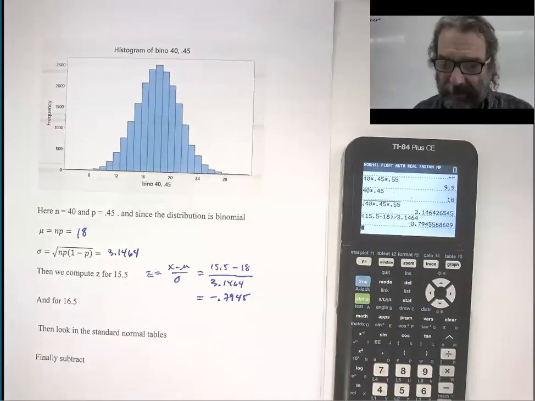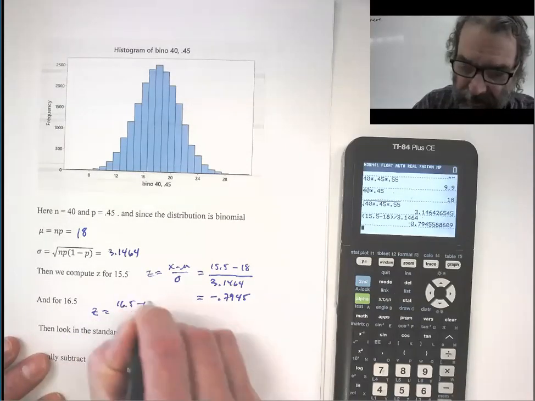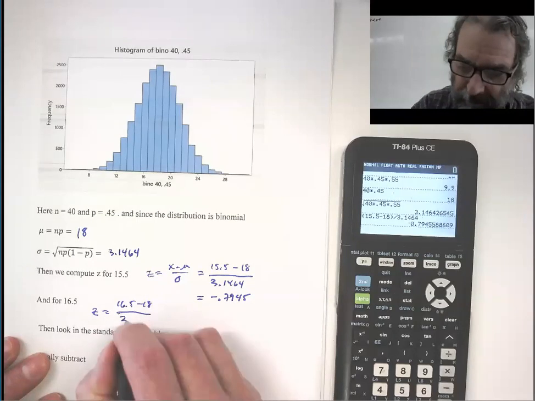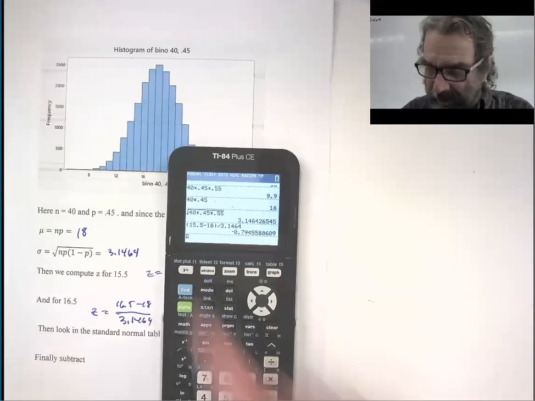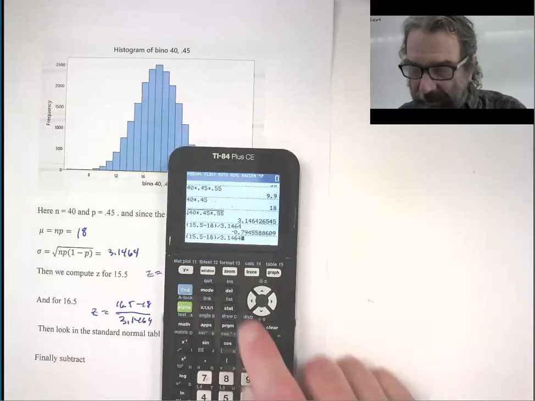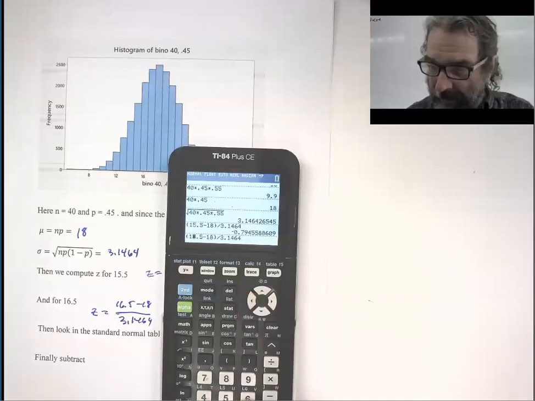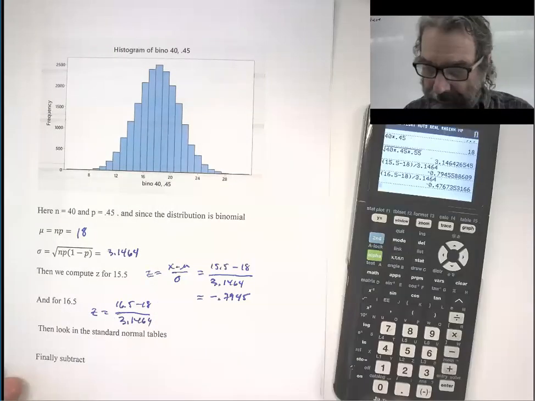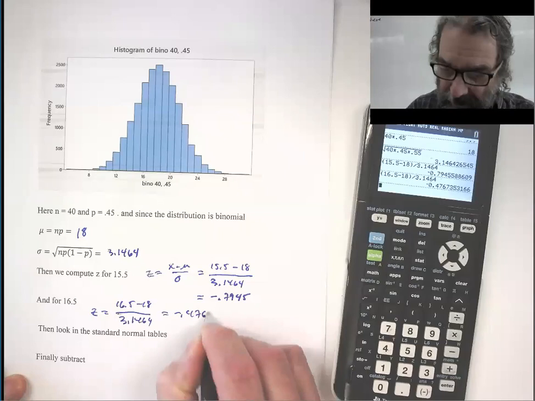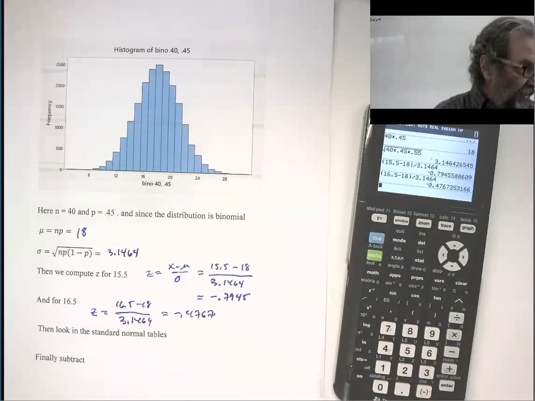And then we do the same thing for 16.5. z is 16.5 minus 18 over 3.1464. I'm going to use a trick. Second enter retypes that thing I just made. That's nice. And all I have to do is change this 5 to a 6. So I scroll over there, make it a 6. Hit enter. Negative 0.4767. All right. And then, oh heavens, I need normal tables.